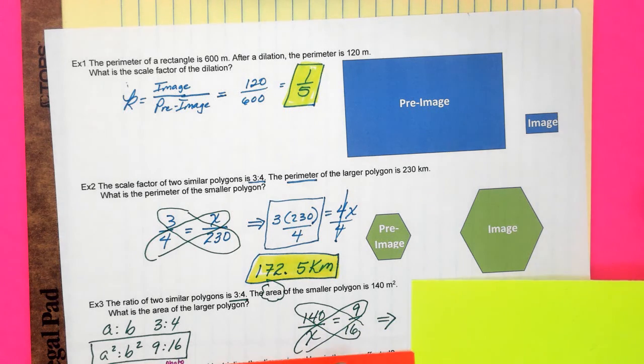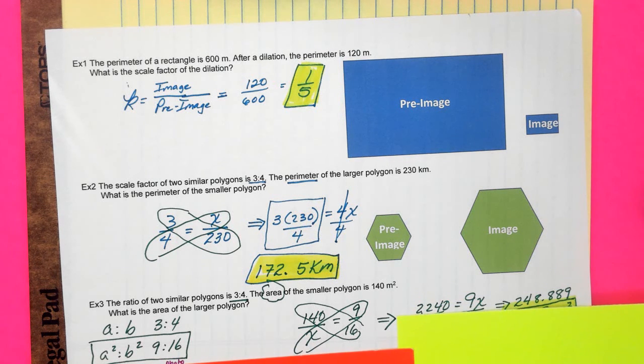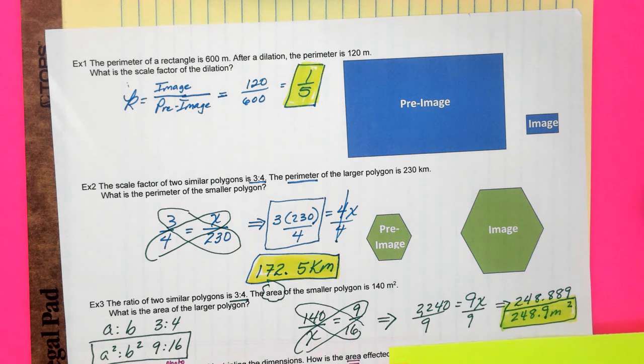140 over x equals 9 over 16, cross multiply. 2,240 equals 9x. Divide both sides by 9. Your final answer is 248.9 meters. One more example. An 8 by 10 photo is enlarged by tripling the dimensions. How does it affect area?